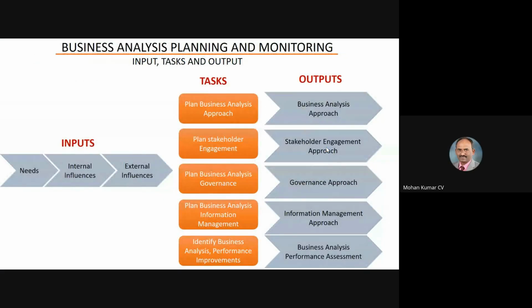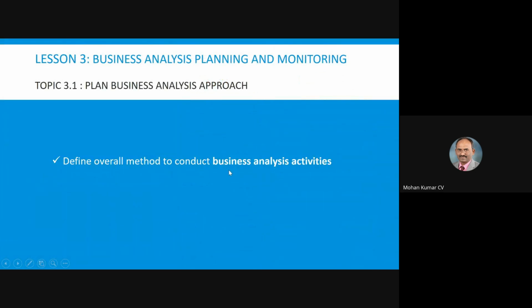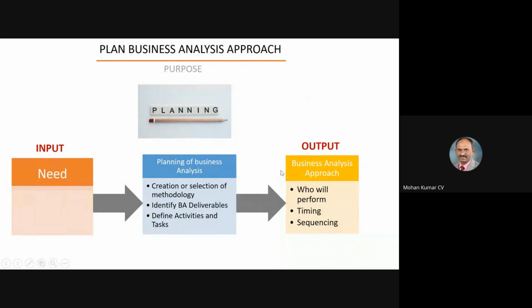Right. So now this is one by one. Again, we have to go through what each of the tasks will involve. Plan business analysis approach: define the overall method to conduct business analysis activities. So what do you do for that? When you are planning, you are asking about this. What is the purpose of this? You should be very clear. And so here, what is the input? The input is the need, and planning of business analysis, the creation or selection of the methodology. I have already told you what the methodology should be.